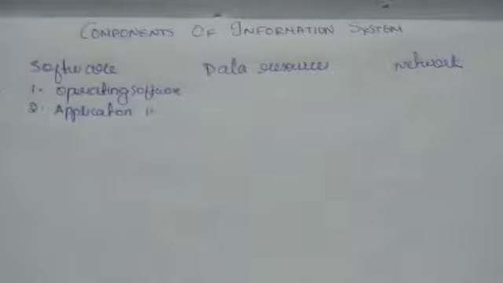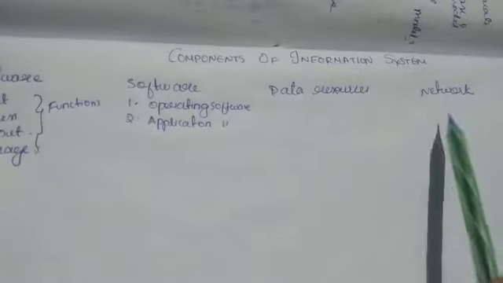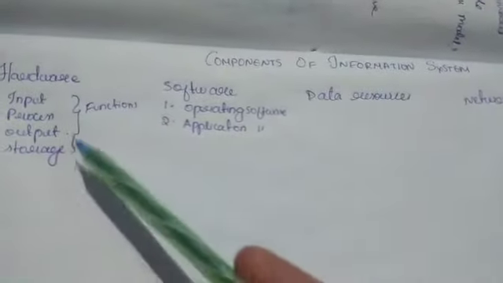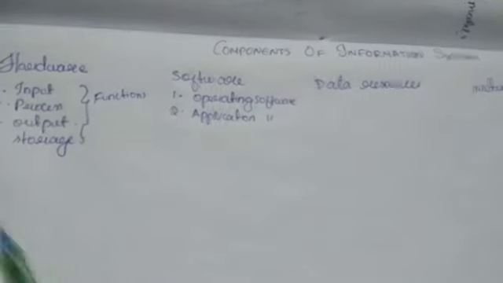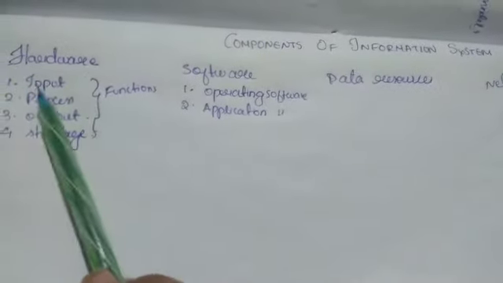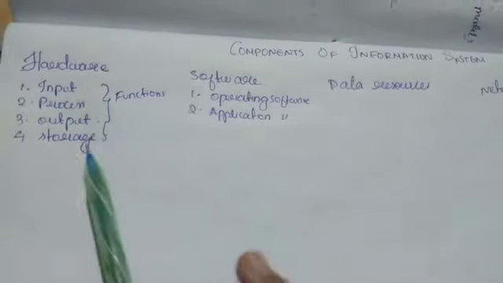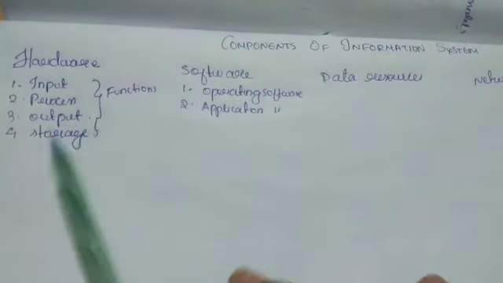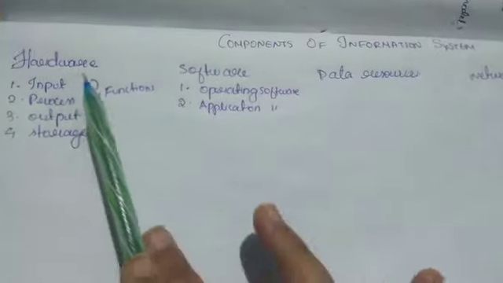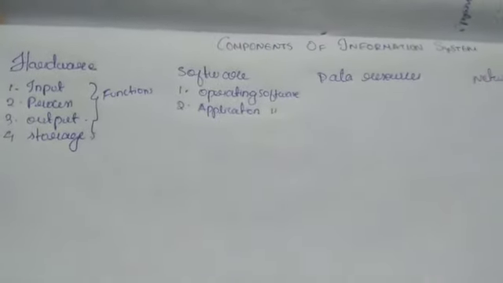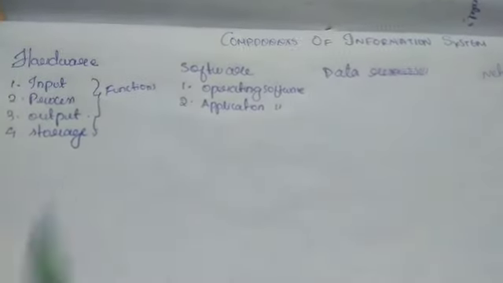As we know, there were 5 components: hardware, software, data resources, network, and people. These are the 5 components and we will see what their subheads are now. In hardware, the functions of the hardware are these 4: input, process, output, storage. These are the functions of the hardware. We'll discuss in detail regarding this.